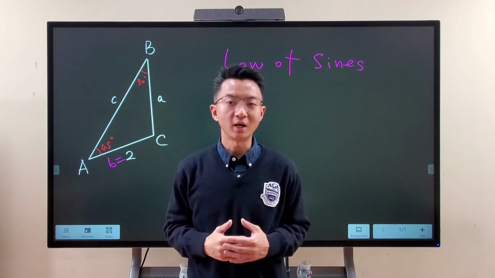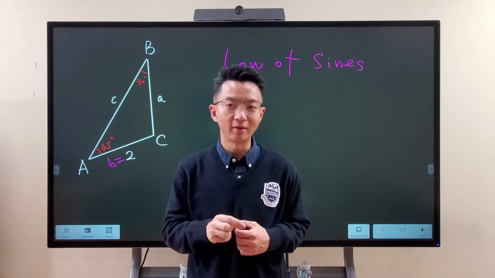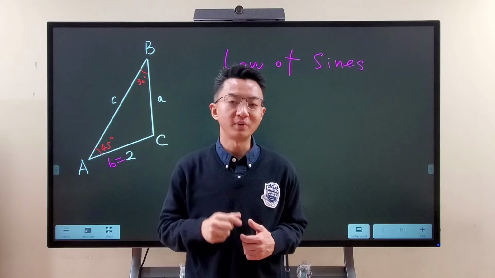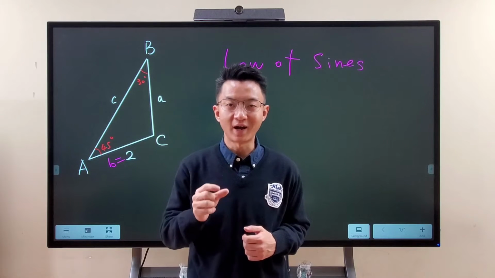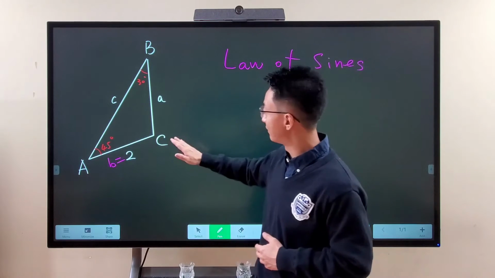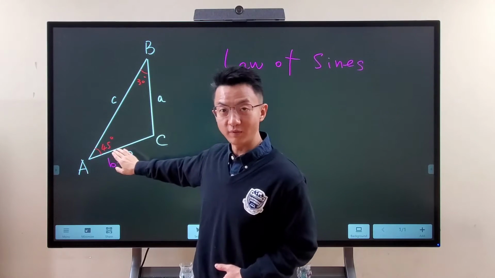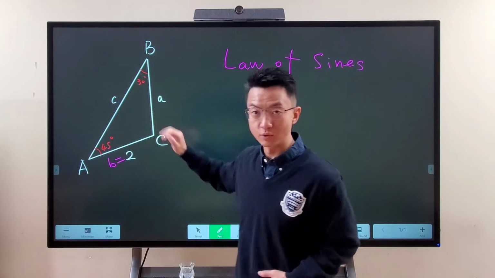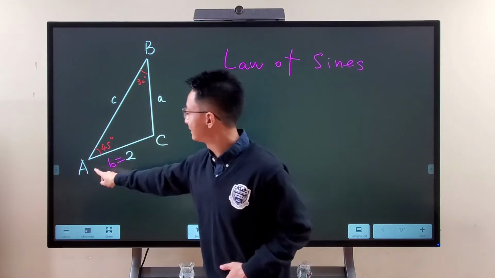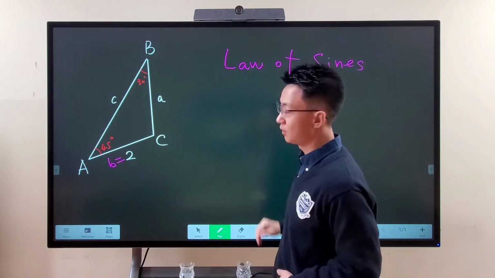The law of sines just tells us that the ratio between the sine of the angle and the side opposite to it is going to be constant for any of the angles in the triangle. So let's have a look at this triangle here. It's given angle A equals 45 degrees, angle B equals 30 degrees, and the side length AC, which equals 2. Let's apply the law of sines.